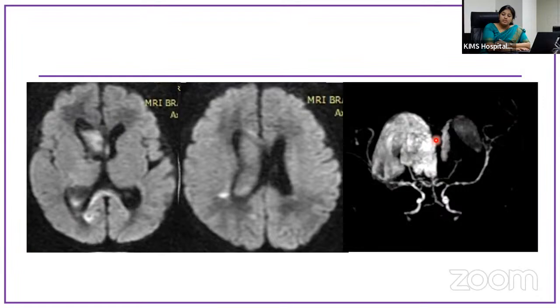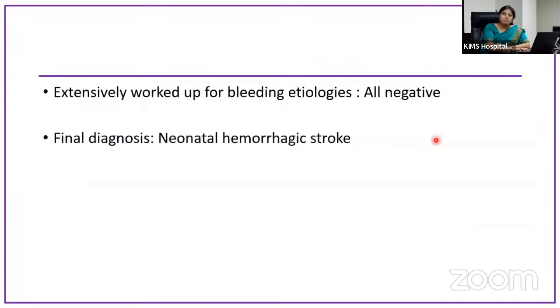So it means that we need to repeat the scan after 6 to 12 weeks to see whether we are having any AV malformation. This child was extensively worked up for bleeding etiologies. They were all negative, including the detailed factor assays and genetic testing. So the final diagnosis for this baby was a neonatal hemorrhagic stroke.